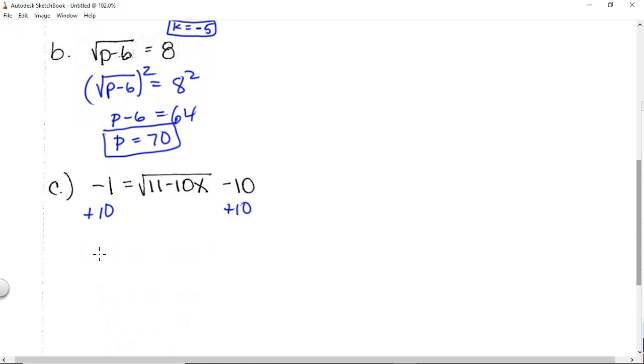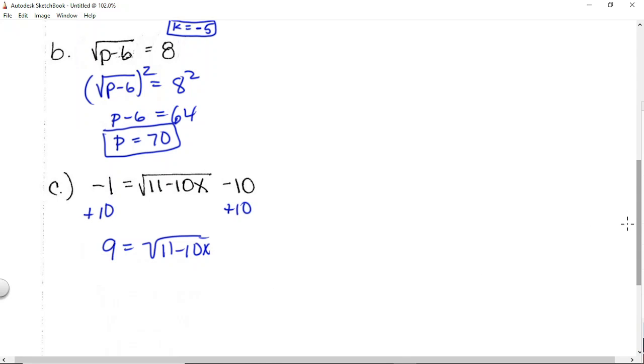And on the left we have 9. And on the right we have just the square root of 11 minus 10x. That's all we've got. Now we can square both sides.